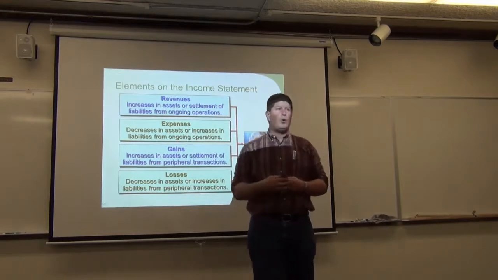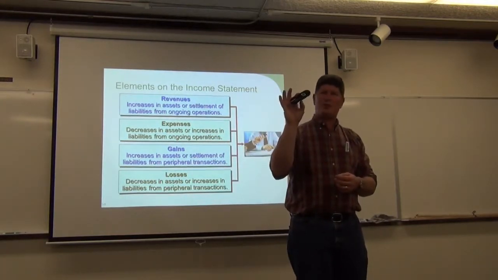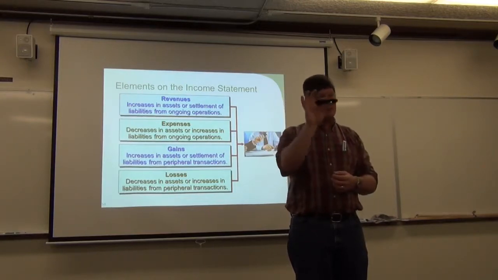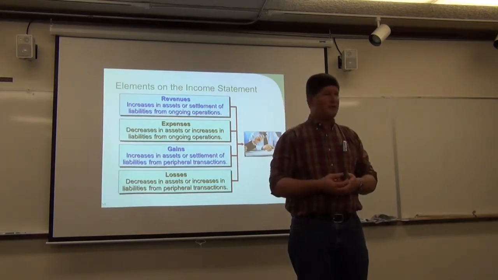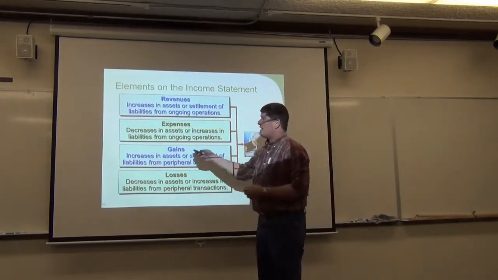Expenses: we have to pay for rent, we have to pay our people to sit in the store and wait for you to come in and buy these things, and we're selling them. Those are our expenses related to selling this item, right? There's another word, gains and losses.